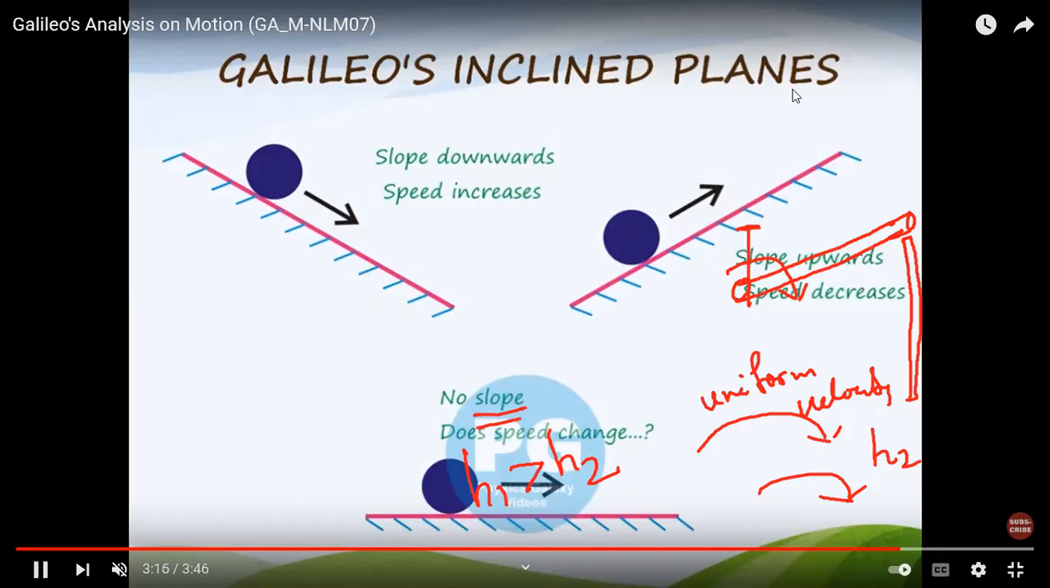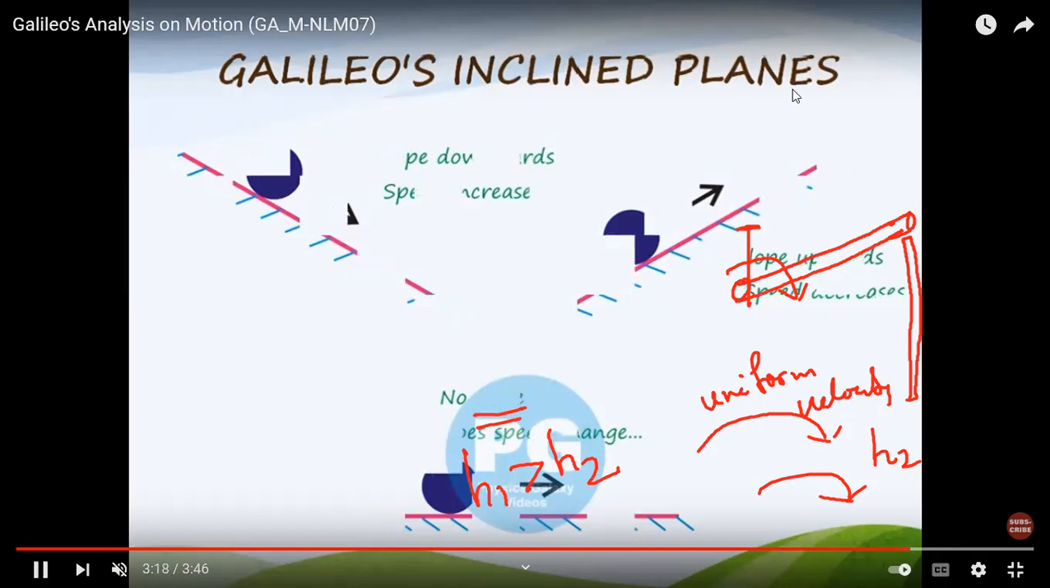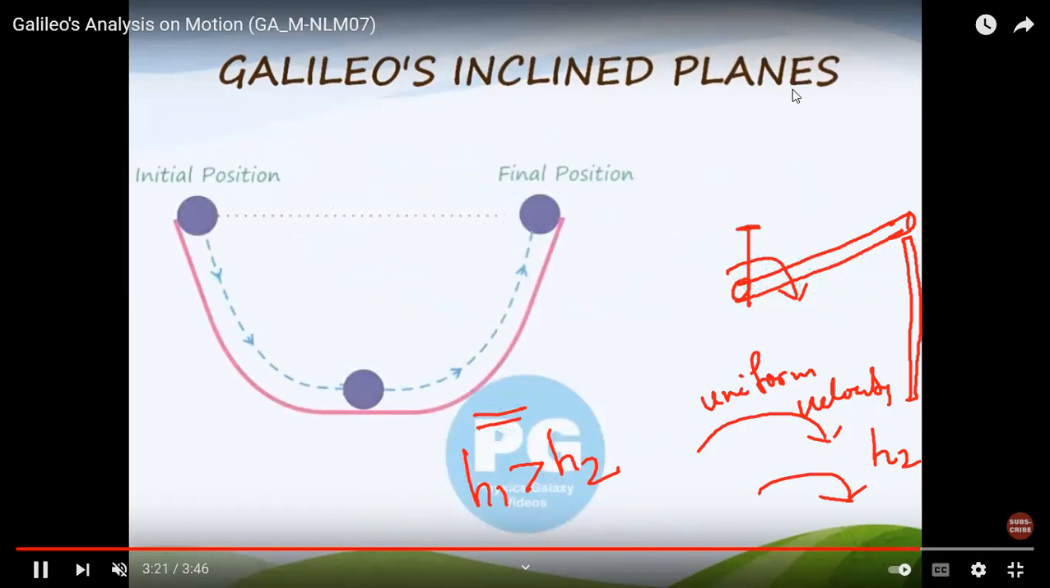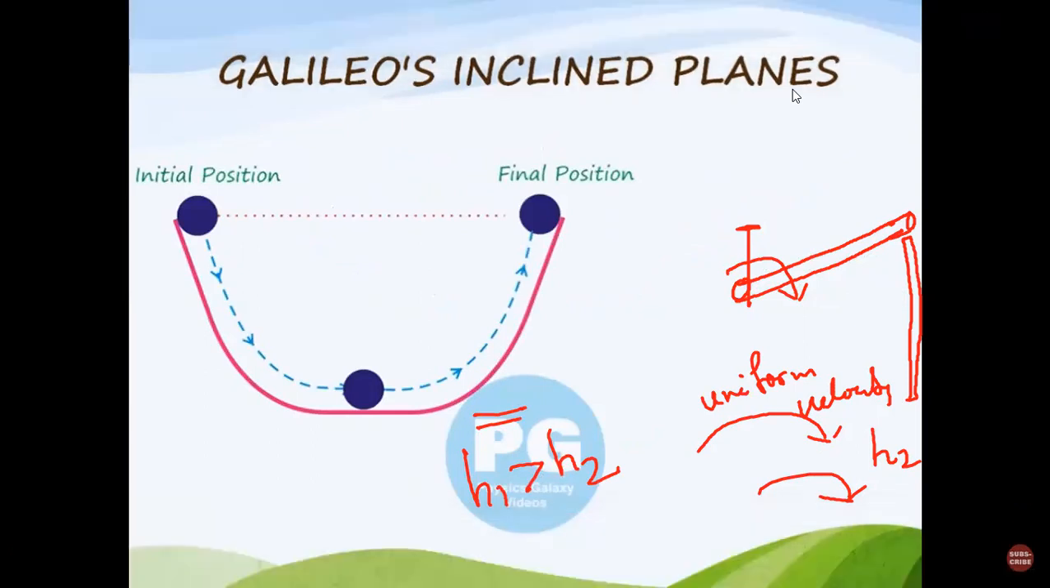Now you can see the no slope. Will the speed change? No, it will not change. Okay, so this is what will happen. You can try it at your home also.